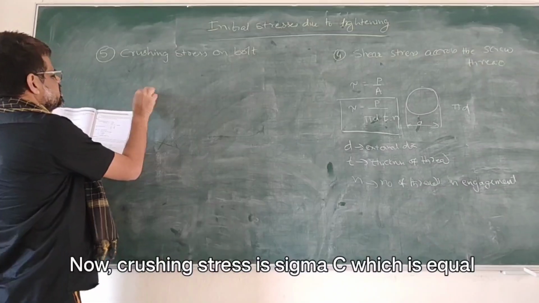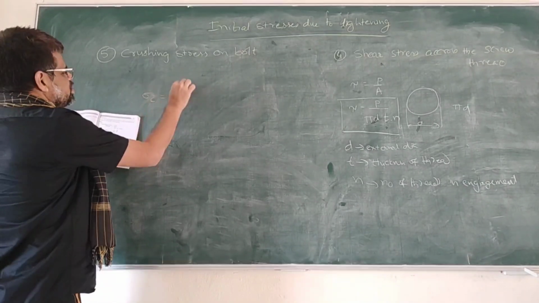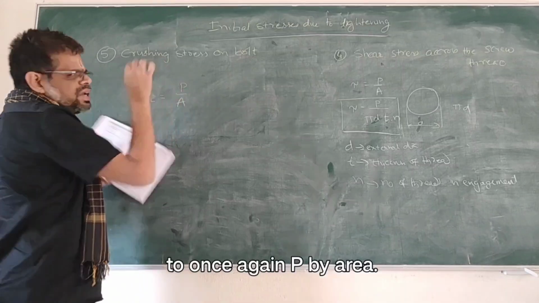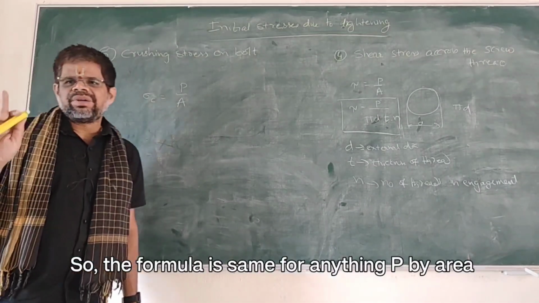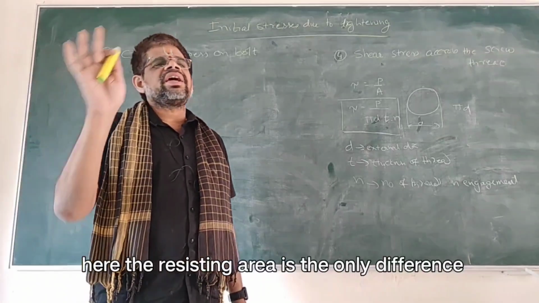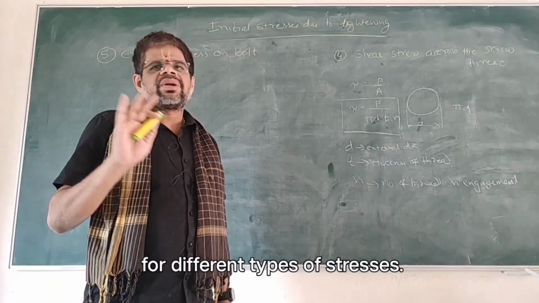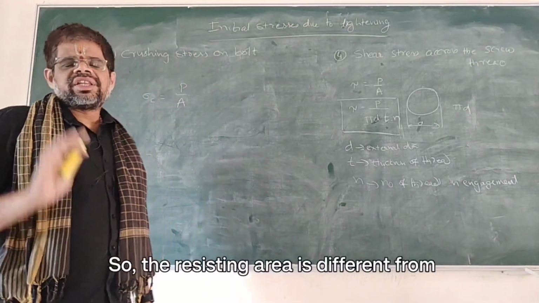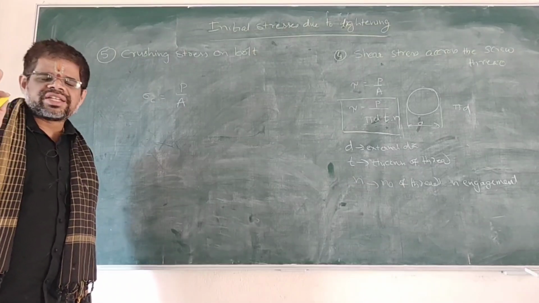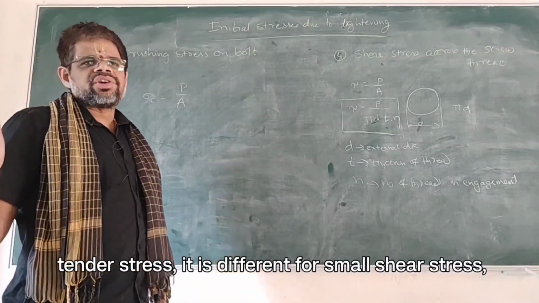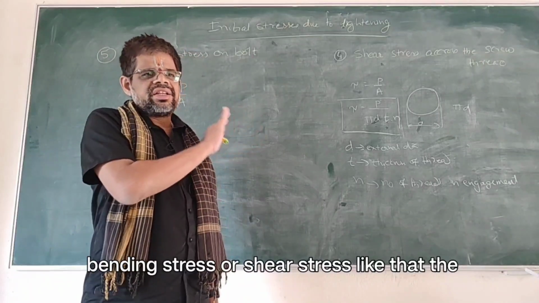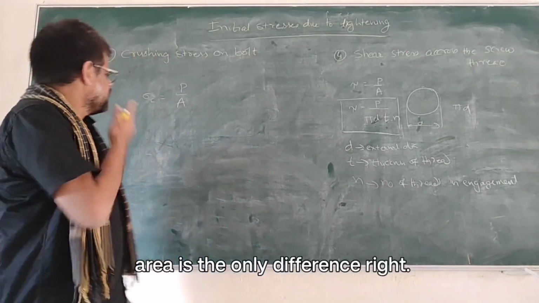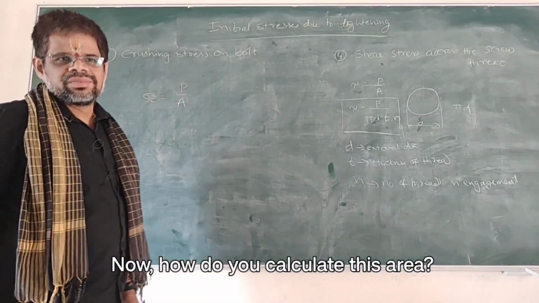Okay. Now crushing stress is sigma c, which is equal to once again P by area. So the formula is the same for anything, P by area. Here the resisting area is the only difference for different types of stresses. The resisting area is different for tensile stress, torsion shear stress, bending stress or shear stress. Like that, the area is the only difference. Right. Now how do you calculate this area?